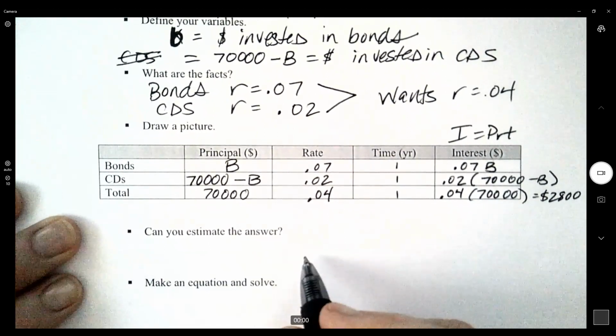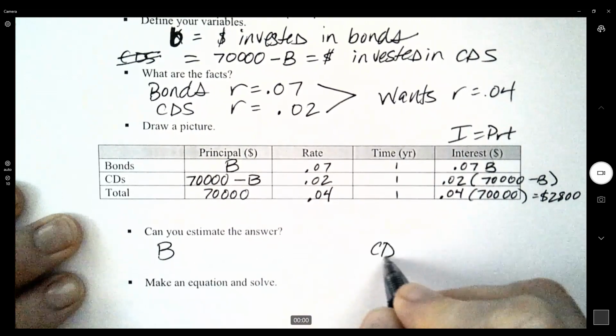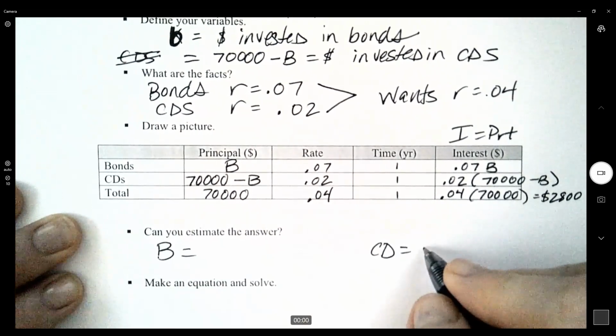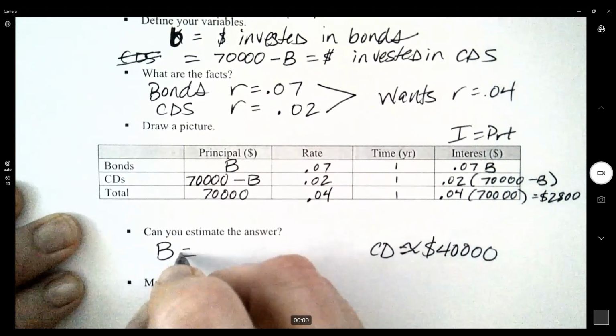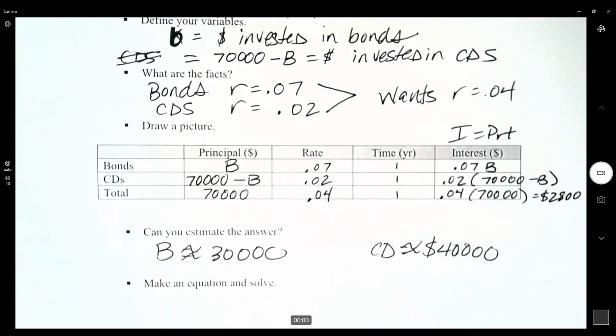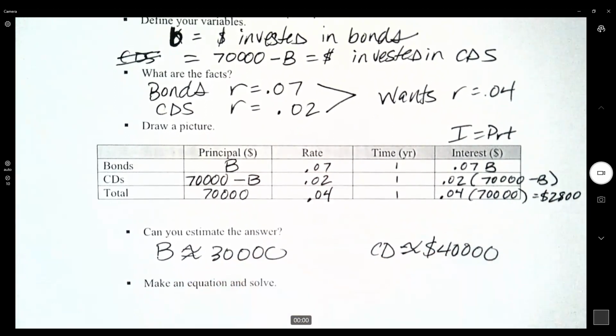Remember when I estimated the answer earlier, I decided the amount in bonds and the amount in CDs. CDs was going to be a little bit more than bonds, so I'm going to estimate CDs to be roughly $40,000 and bonds maybe around $30,000. It's just a guess. But I know CDs has to be a little bit more than bonds, and I know they have to add up to $70,000. So if I get an answer that's way off from that, I know I'm wrong.